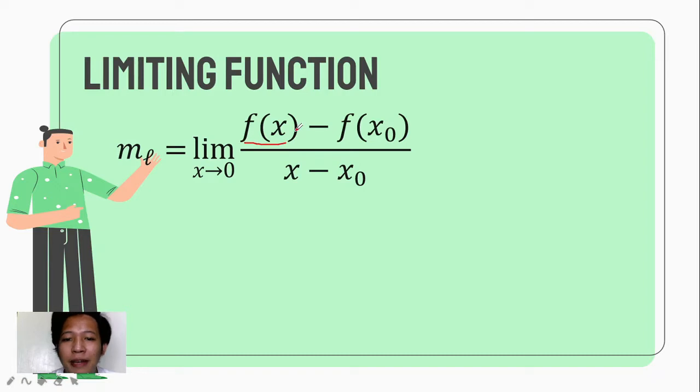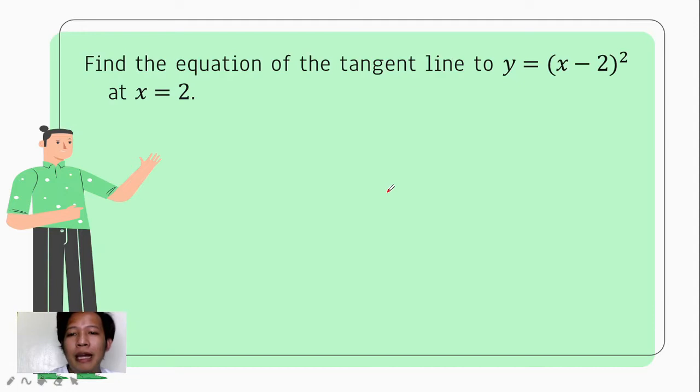We have f of x minus f of x sub 0, where x sub 0 is the point we are referring to, over x minus x sub 0, as x approaches x sub 0. This is what we will use to determine the limit, that is, the slope, using our function at a certain point. So, let us have problems.